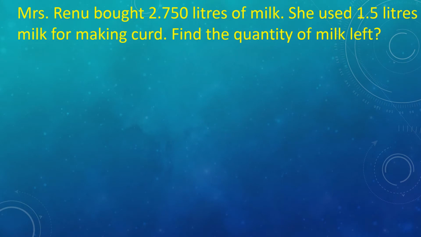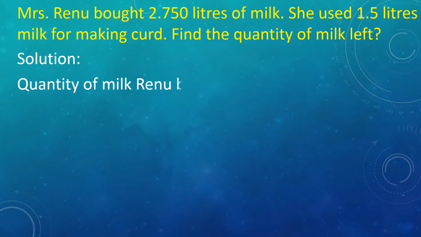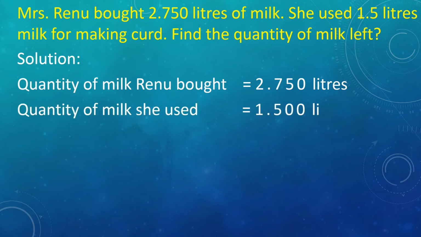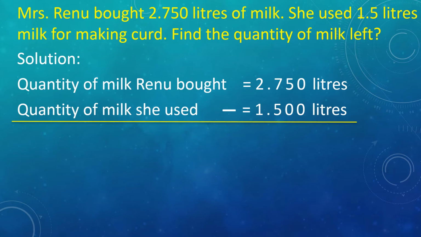Mrs. Renu bought 2.750 liters of milk. She used 1.5 liters of milk for making curd. Find the quantity of milk left. Again, left means subtraction. So we have to do subtraction in this question. Write the solution. So the first statement is quantity of milk Renu bought is equal to 2.750 liters. And the second statement is quantity of milk she used is equal to 1.500 liters. Now we draw a line so our answer can go below it, and write a minus sign on the left to show that we are doing subtraction.